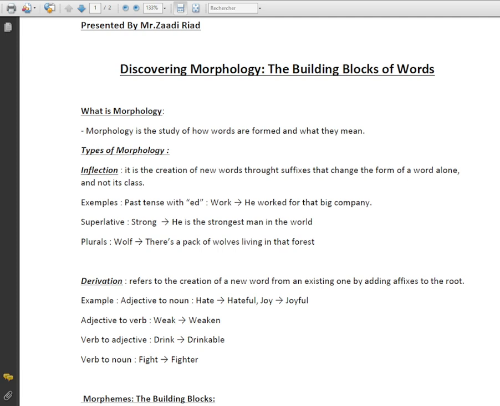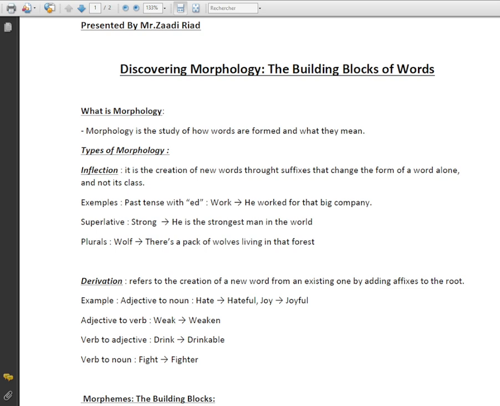We've got types of morphology. Morphology is divided into two different categories which we're going to be seeing. For the first one, we've got inflection morphology. This is the creation of new words through suffixes that change the form of a word alone and not its class.